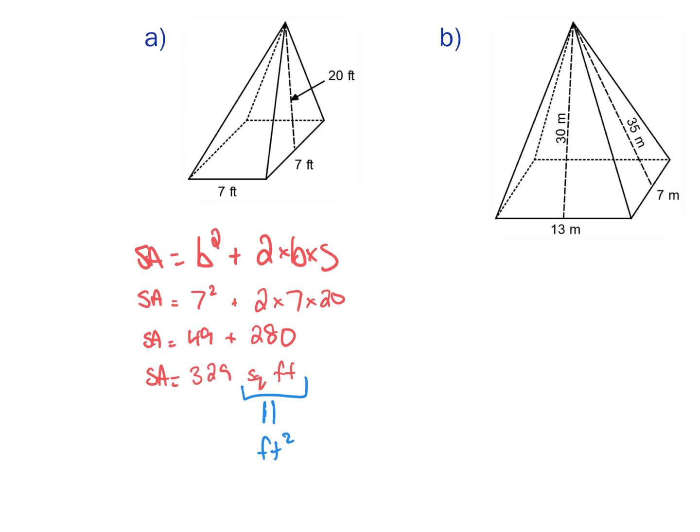Beside it, we have what kind of pyramid? Rectangular pyramid. And the formula for that is length times width plus L times A plus W times B. And if we're looking at which one is which on the diagram, that's your L, that's your W, 30 is your A, and 35 is your B.